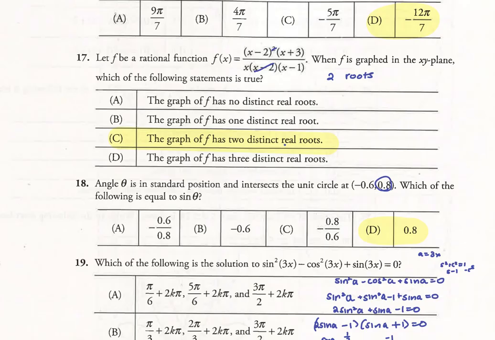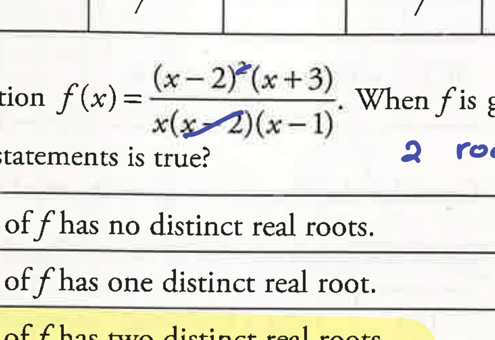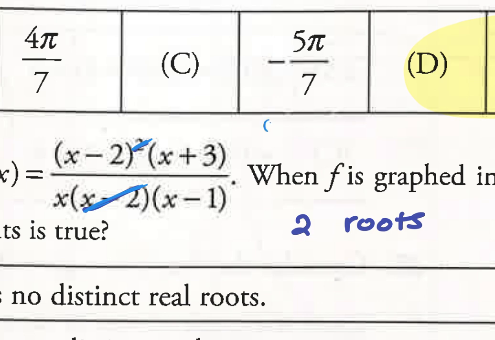All right, 17 says, let f be a rational function. When f is graphed in the xy plane, which of the following statements is true? So if I look at my answer, they're all about the roots, which is like your zeros. This one had an x minus 2 squared in the top times x plus 3, and then an x and an x minus 2 and an x minus 1. If there are 2 x minus 1s in the top and 1 in the bottom, I eliminate one of them. But this would still be x minus 2 and x plus 3 over x times x minus 1.